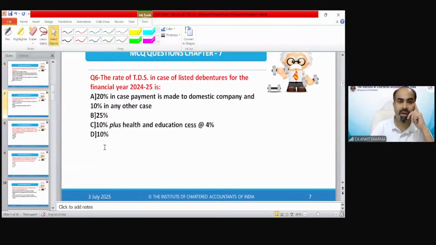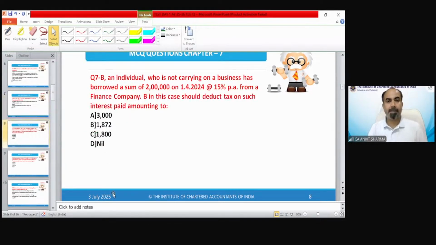Next, the rate of TDS in case of listed debentures for the financial year 24-25 is question number 6. Correct answer is D. It's 10%. B, an individual who is not carrying on a business, has borrowed a sum of 2 lakh rupees on 1st April 2024 at the rate of 15% per annum from a finance company. B, in this case, should deduct tax on such interest paid amounting to, question number 7.